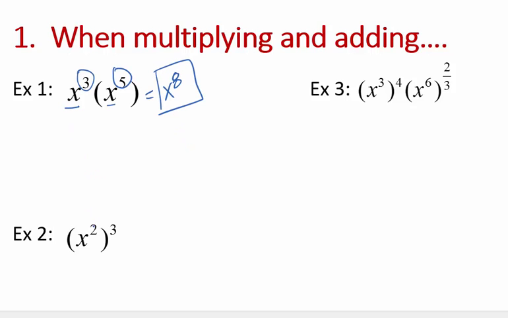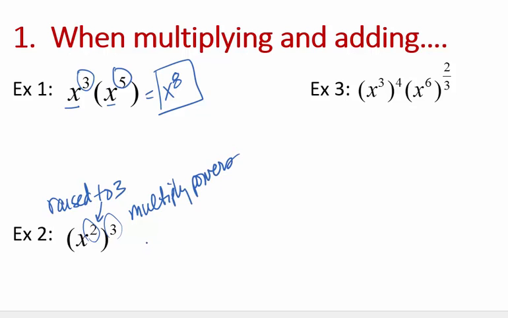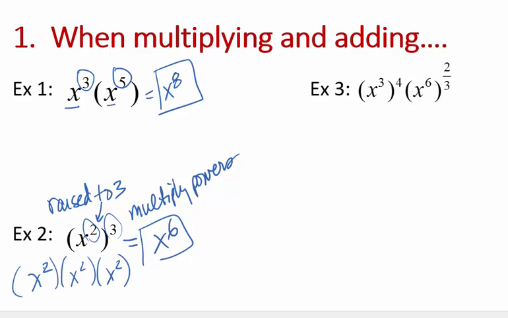However, if one is raised to another power, notice the difference. This is raised to 3, x squared is raised to 3. If it's raised to a power, we multiply the powers. So this really becomes x to the 6th. Why is that? Well, because you could do x squared 3 times, and then you add them up, 2, 4, 6, and you would get x to the 6th. It's the same idea, but if you learn the rule that a power raised to a power, you multiply the powers, it saves you that step.